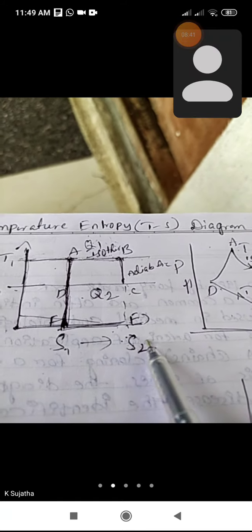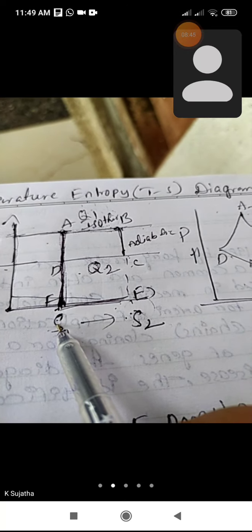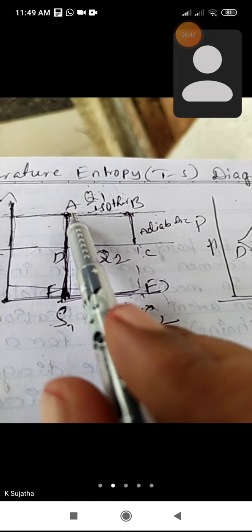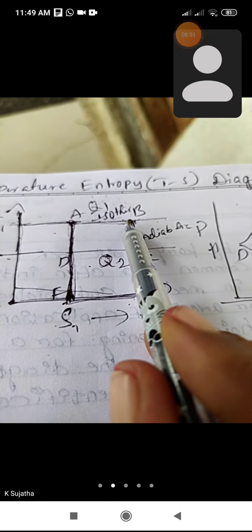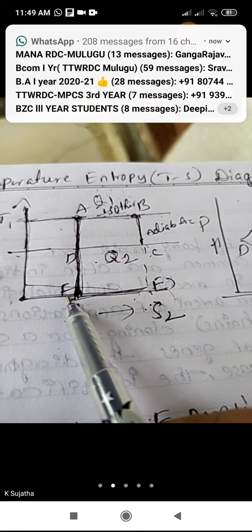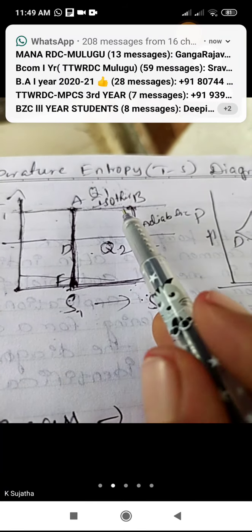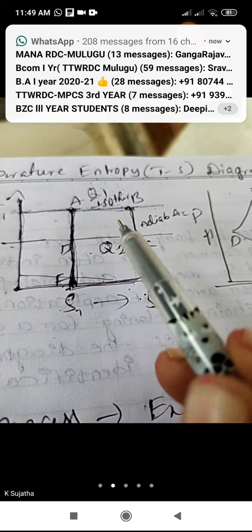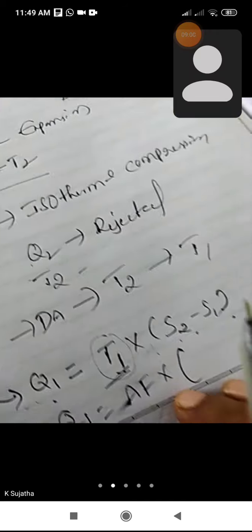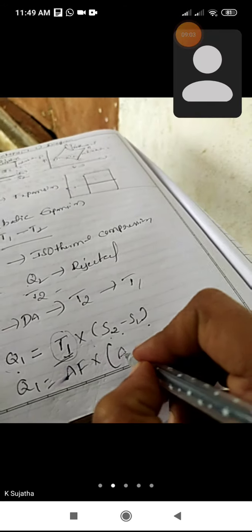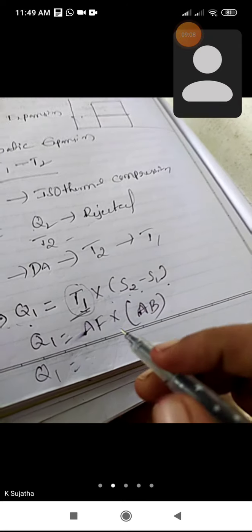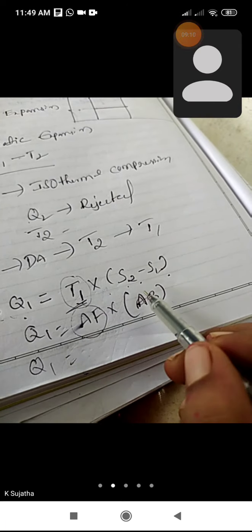S2 is the final entropy and S1 is the initial entropy, so the change between them is this length, which gives the change in entropy. This length gives the temperature. So the change in entropy means the length of AB. In place of S2 − S1 I wrote AB. Now Q1 = AF × AB.